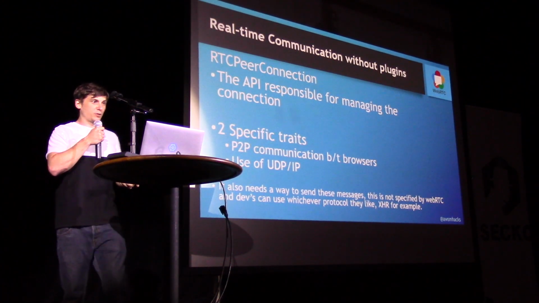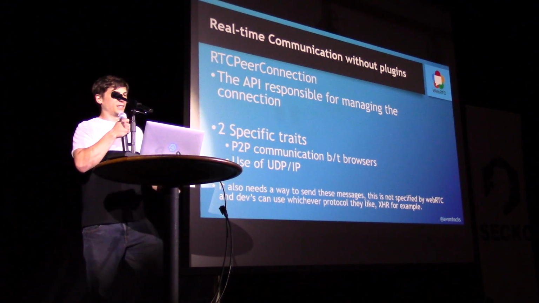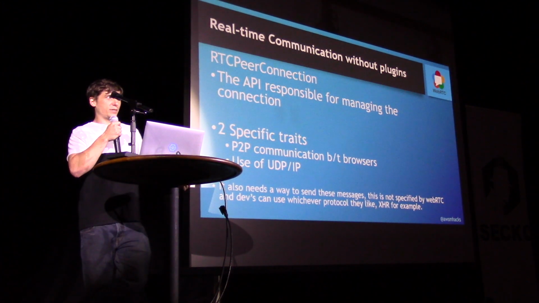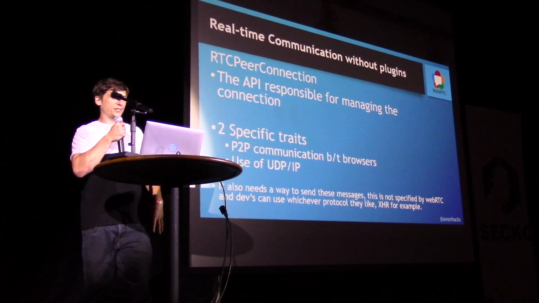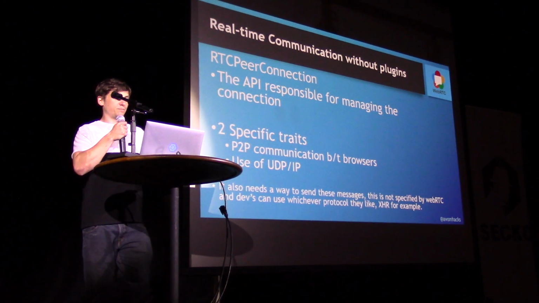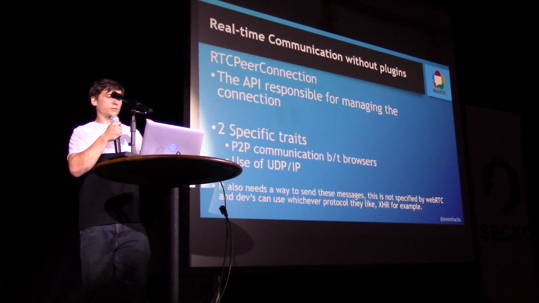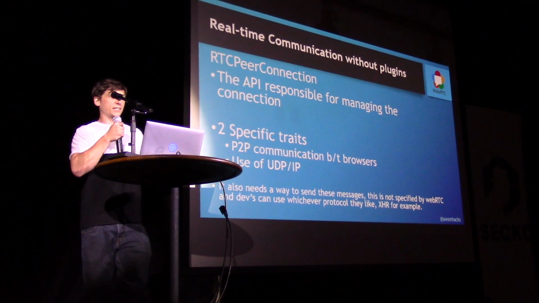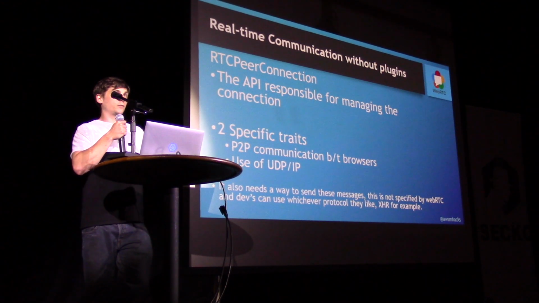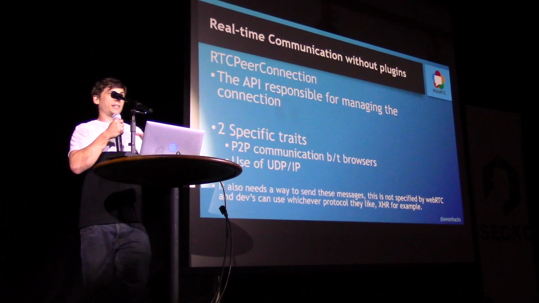So real-time communication without plugins is kind of their whole thing. The RTCPeerConnection is the API responsible for managing those connections. There's two specific traits. It has peer-to-peer communication between the browsers or hosts. And this can also operate over UDP, which is a lot more quiet on networks too. It needs a way to send those messages. That part is not described or really documented in WebRTC. They kind of leave it up to the developers to pick however they want to make the web pages make requests and talk to the other hosts.